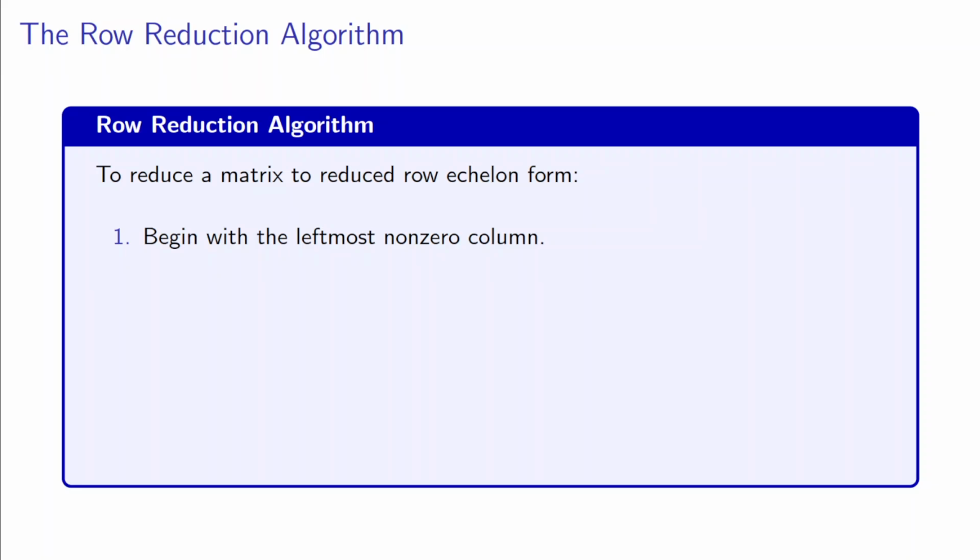In this video, we're going to go over the row reduction algorithm. This is going to allow us to, in an algorithmic way, get any matrix into its reduced row echelon form. So we start with the leftmost non-zero column. We want to use elementary row operations to create a leading one. And so we want to potentially scale that particular row to get a leading one, or maybe do an interchange to get a leading one, but we want a leading one.